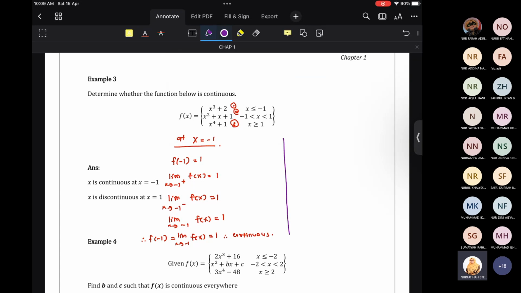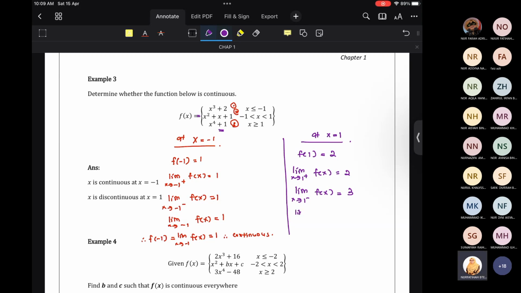Then for x equal to 1. So what is our f(1)? 2. Now let's check the limit. Limit x approaches 1 from the right of f(x): we get 2 because it is the same function as f(1) earlier. But how about the left? 3. Okay, we get 3 because you will use function number 2.